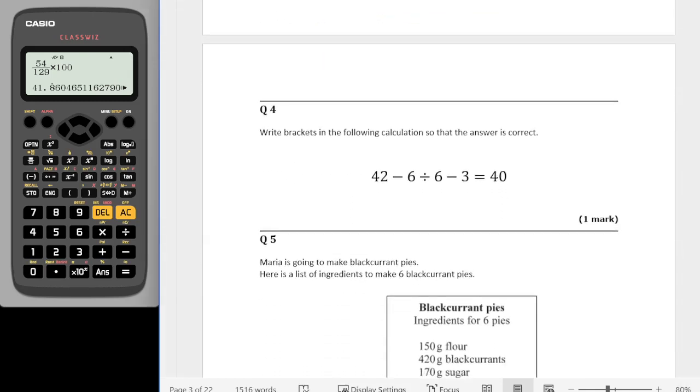And question 4, write brackets in the following calculation to make the answer correct. So I need to figure out where these are going to go. A good tip on a calculator paper for this is you can actually type it in. So currently it equals 38, so that's not going to work. So I've got various options of where I could put the brackets.